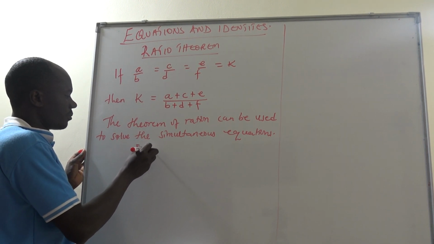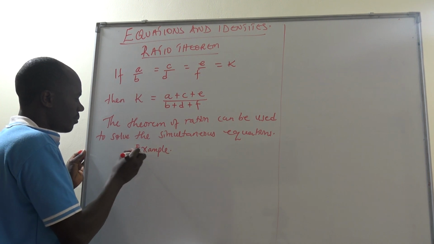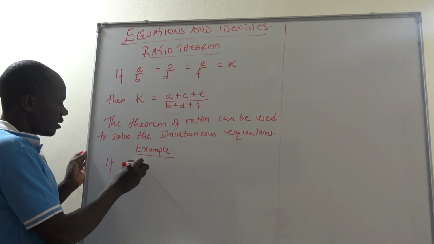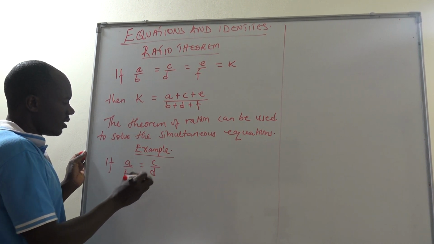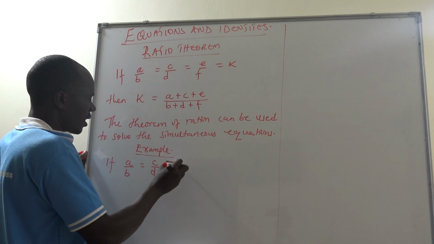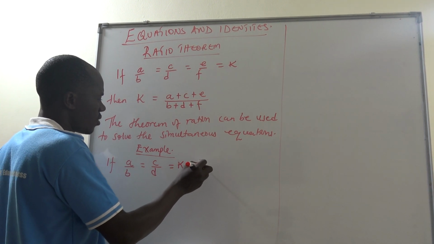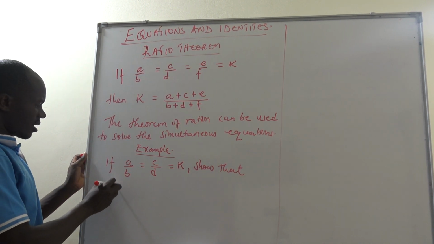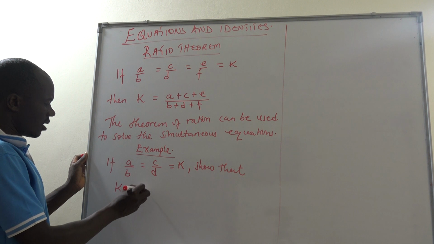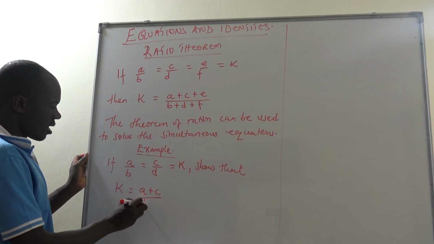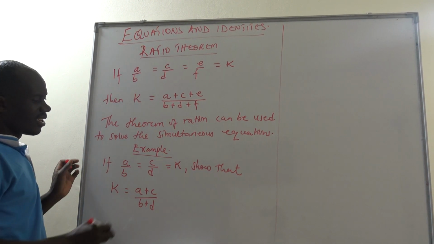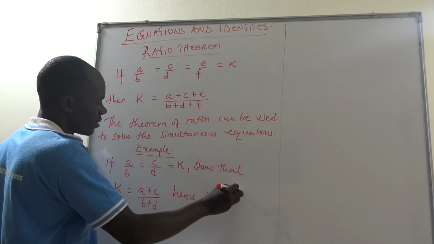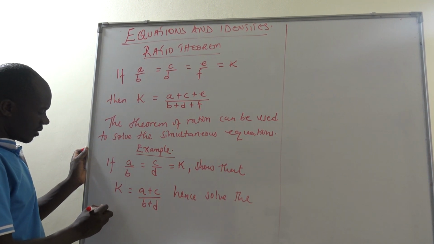Take an example. If A out of B equals C out of D equals K, show that K equals A plus C out of B plus D. Hence solve the equations.